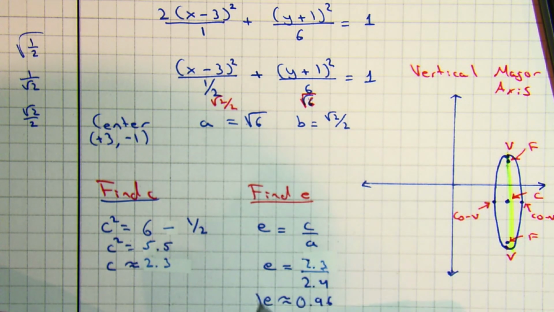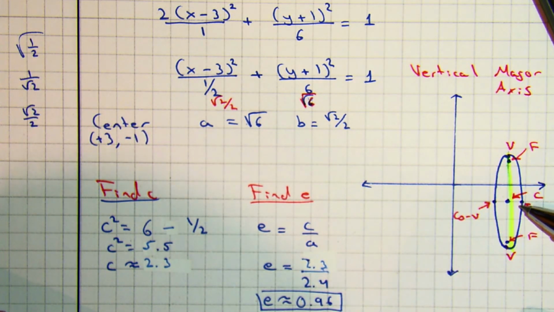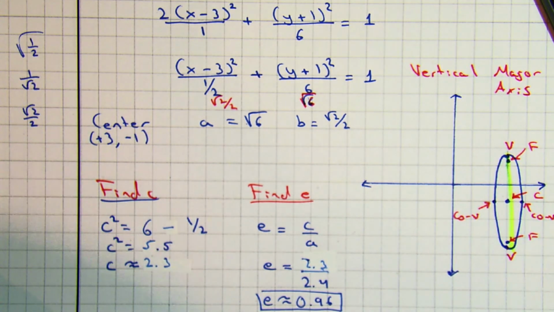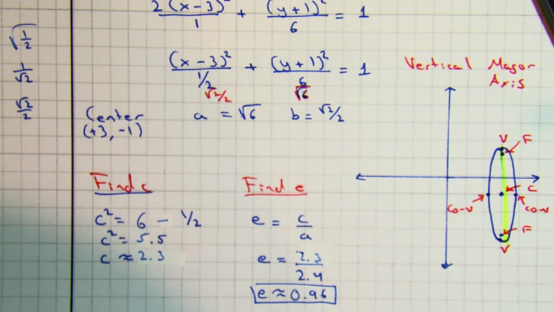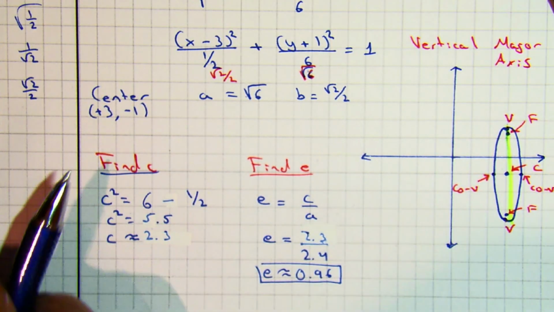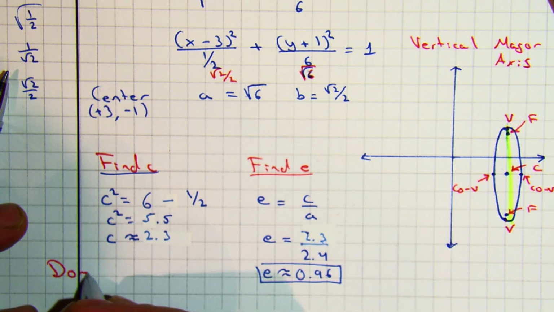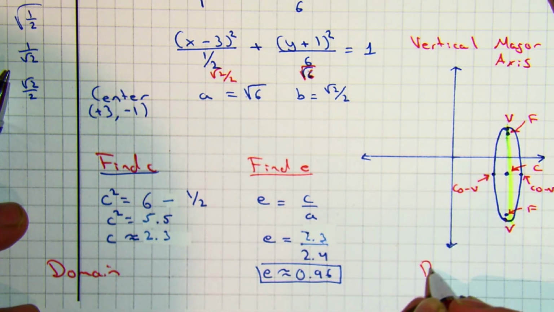0.96. So notice that the closer it gets to 1, the more of a skinny slit or narrow ellipse it will be. The closer it gets to 0, that means it's going to be more of a circle. But we'll talk about that in section 8.4. Last is my domain and my range. Let's go and place my domain here and my range here.